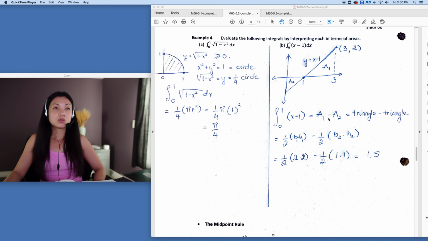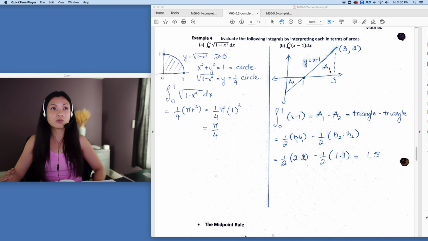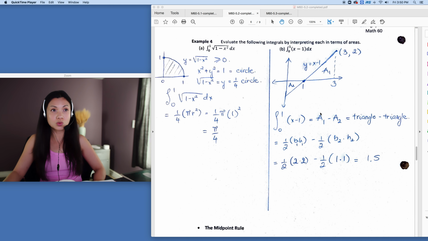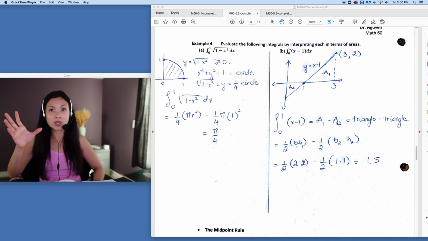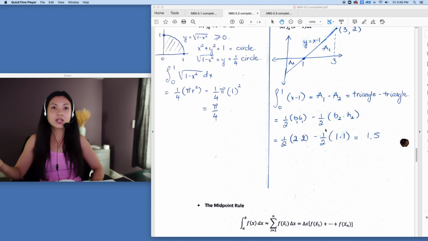So this one right here, you can see that we have a1 for the positive and a2 for the negative. As you can see, we have two triangles, and you subtract a2 from a1. So what is the area of a triangle? Half base times height. Half base 1 times height 1. Half base 2 times height 2.